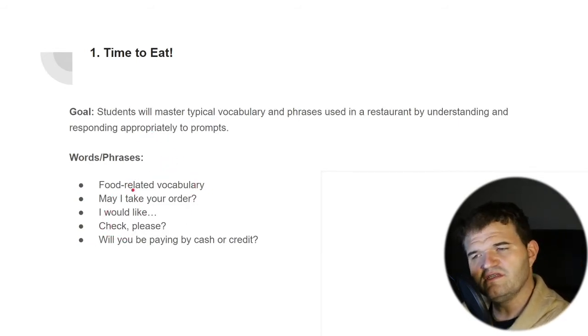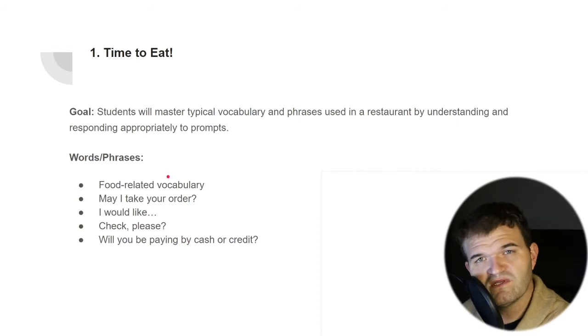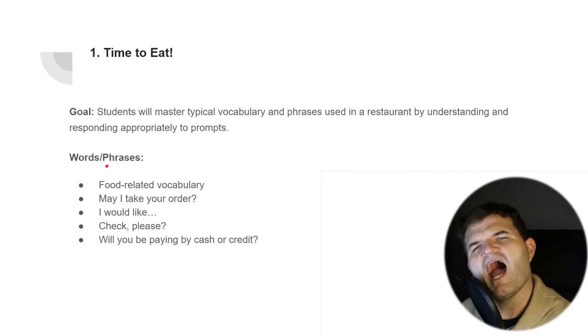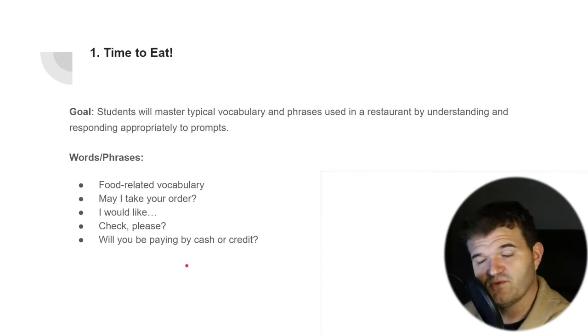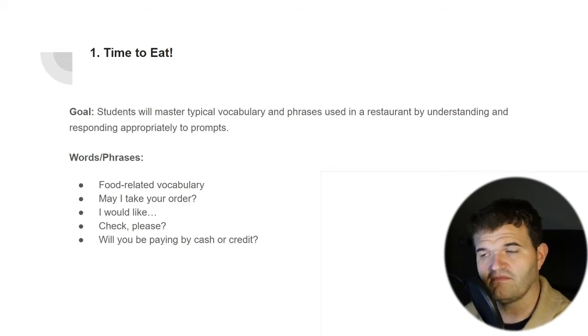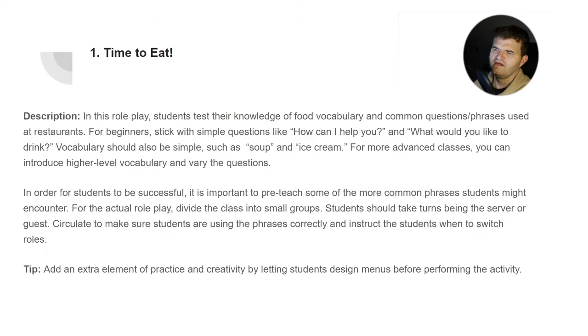Some example sentences here. Our word bank. You're going to use food-related vocabulary, so you'll have a menu of some sort. Phrases like, "May I take your order?" "I would like..." "Check, please." "Will you be paying by cash or credit?" Those are different phrases, and of course we can subtract or add to them as needed by the conditions of the unit and by our students.